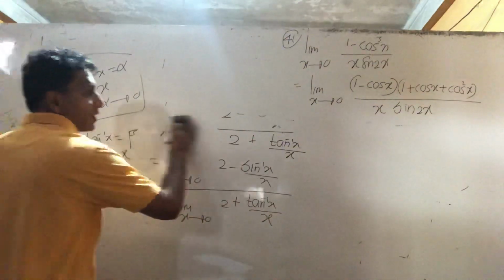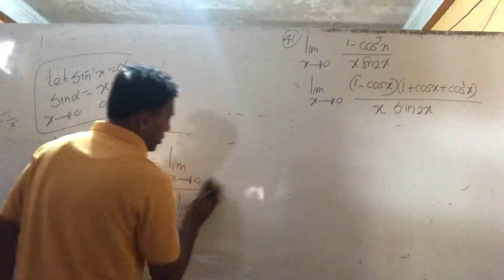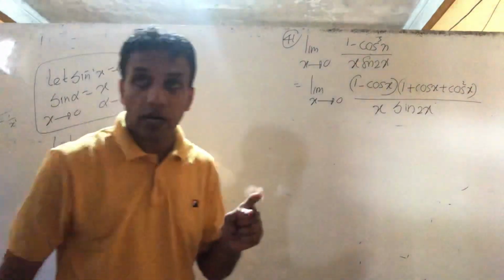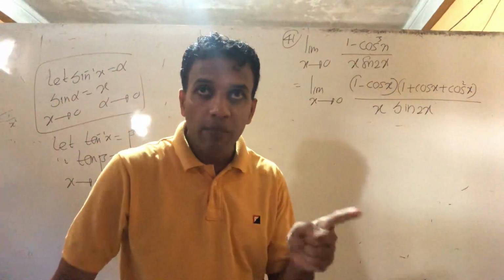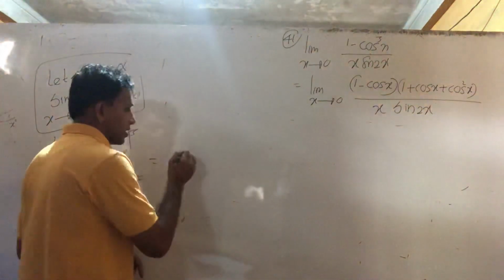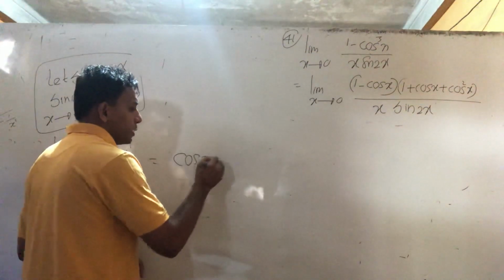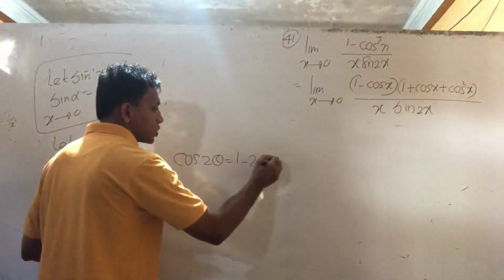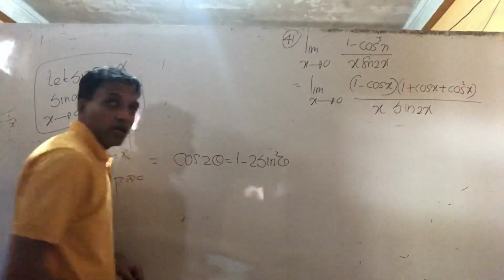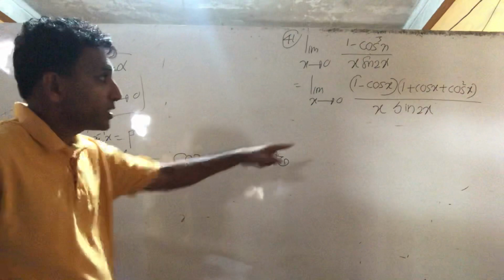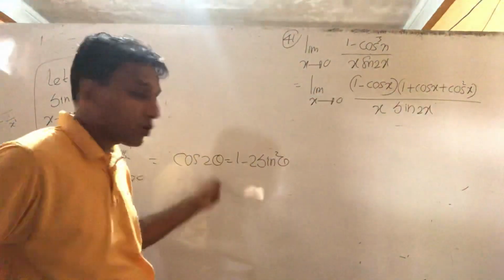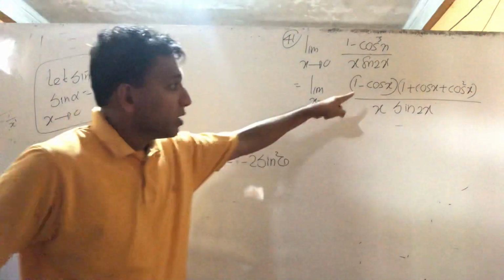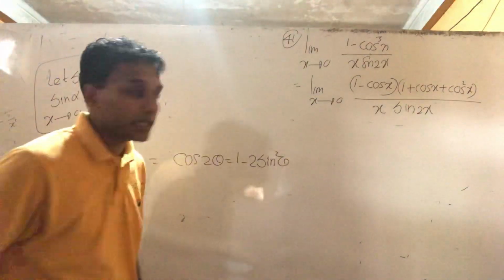Okay, next part hereafter. Can I change the double angle cos 2 theta? You know cos 2 theta is 1 minus 2 sine square theta. Therefore, you can rearrange for this double angle part. 1 minus cos is what? 2 sine square. Here x means x by 2, right?